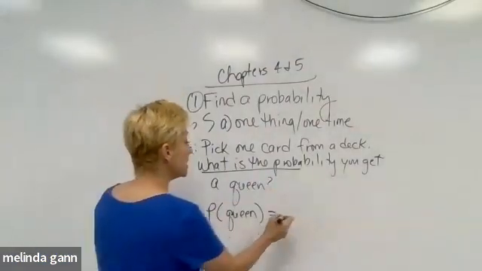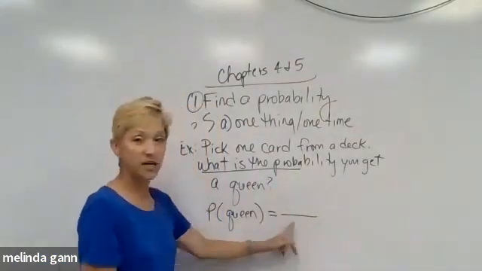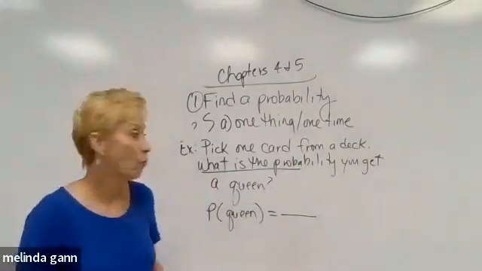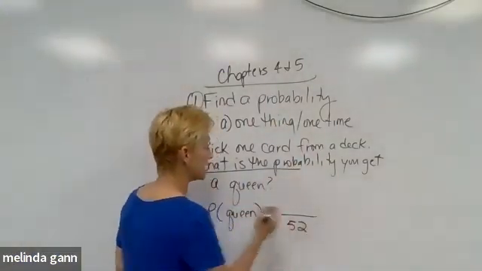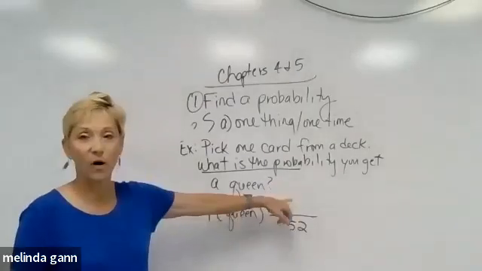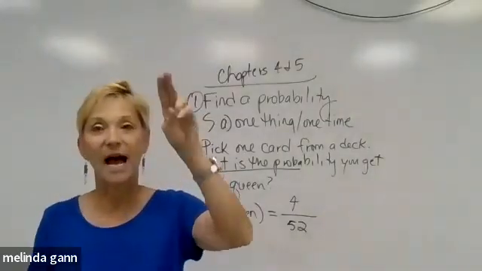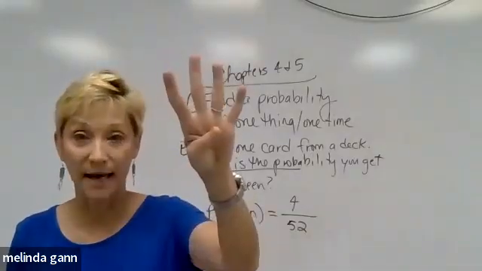Okay. So remember what I said on the bottom is your total. So when you're picking cards, what's your total? Well, there are 52 things in a deck of cards. Yeah, 52 cards. How many of those are queens? 4. Yeah, 4 queens. Because I got a queen of hearts, a queen of diamonds, a queen of clubs, and a queen of spades.